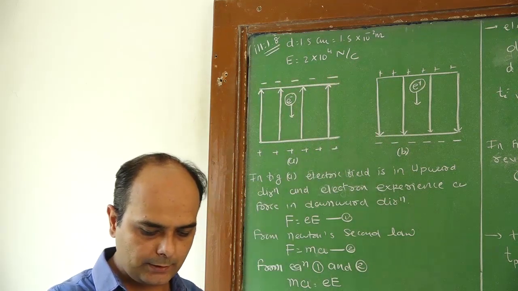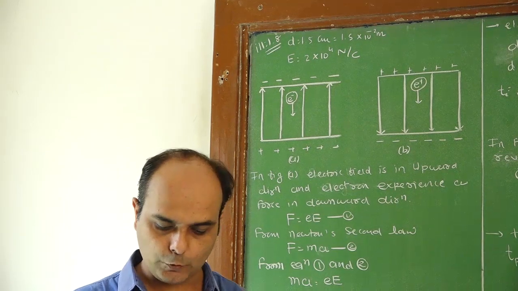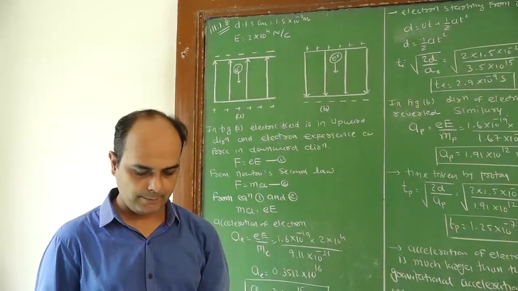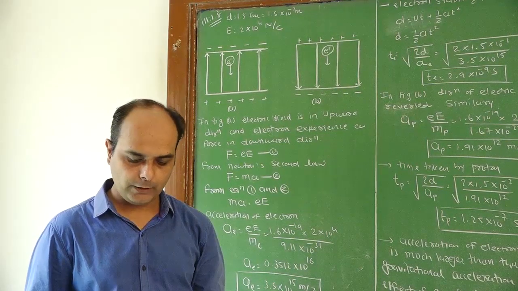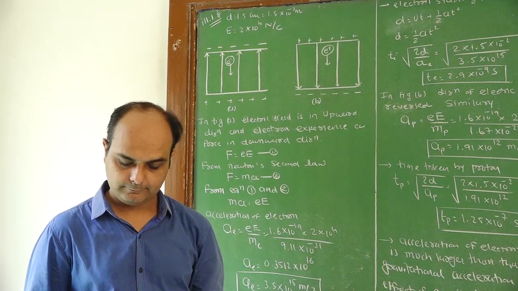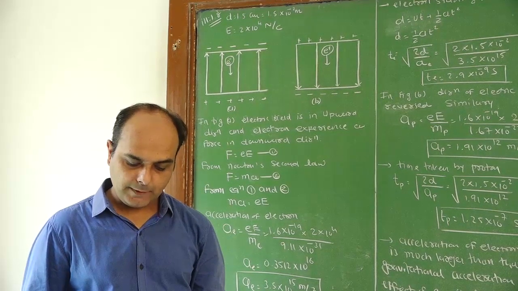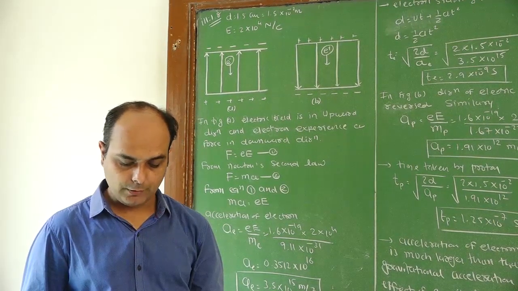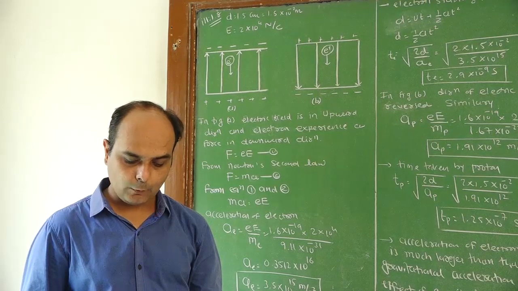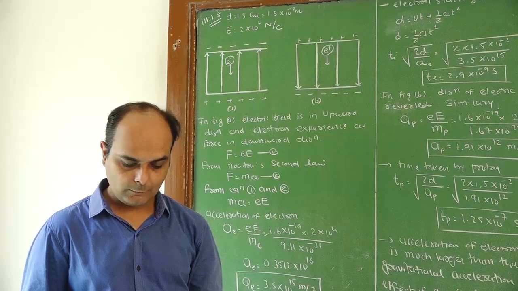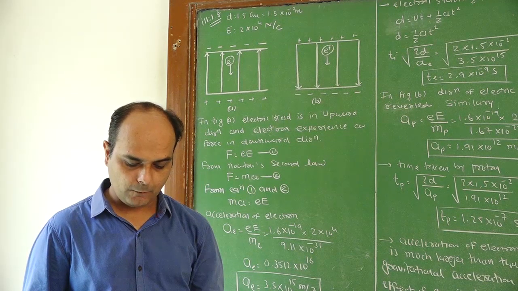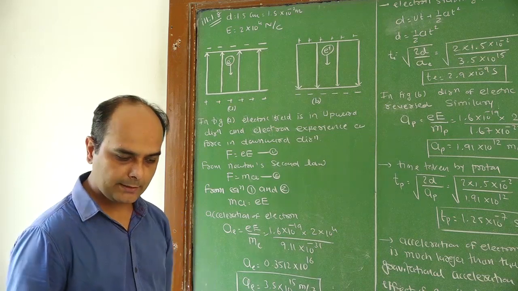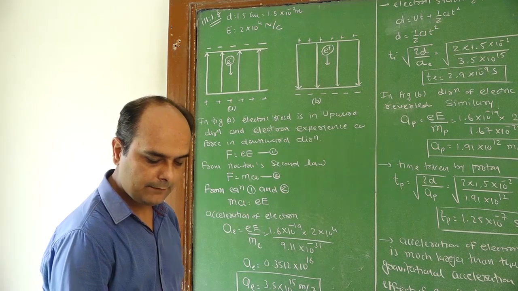Now the question is like this: an electron falls through a distance of 1.5 centimeter in a uniform electric field of magnitude 2 × 10⁴ newton per coulomb. The direction of this field is then reversed, keeping its magnitude unchanged, and a proton falls through the same distance. Compute the time of fall in each case. Contrast the situation with that of free fall under gravity. Compare that value with the free fall gravity.